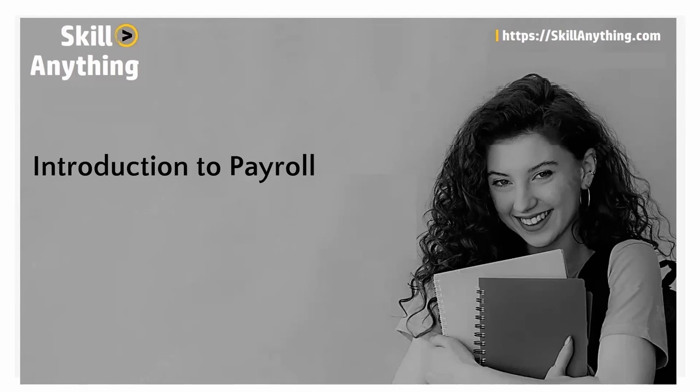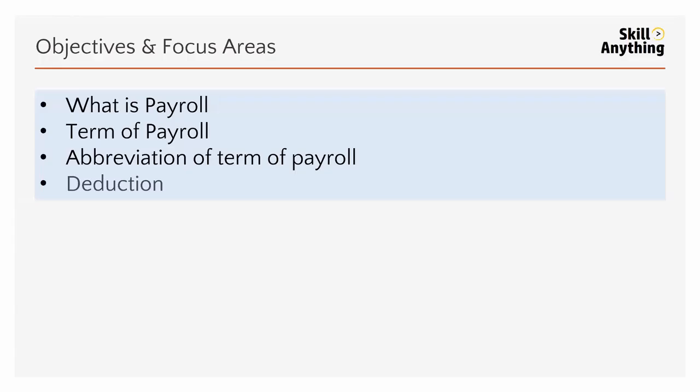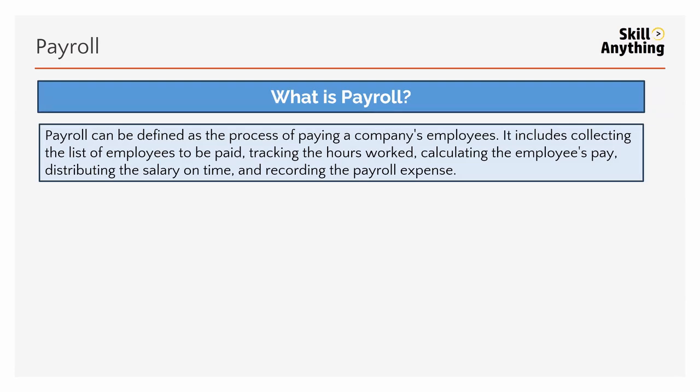In this video, we'll see an introduction to payroll. Our objective and focus areas: what is payroll, payroll terms, abbreviations of payroll, and deductions. What is payroll? Payroll can be defined as the process of payment by an employer to their employees. This includes collecting the list of employees who are to be paid, tracking their hours, calculating their salary, distributing salary on time, and payroll expense.